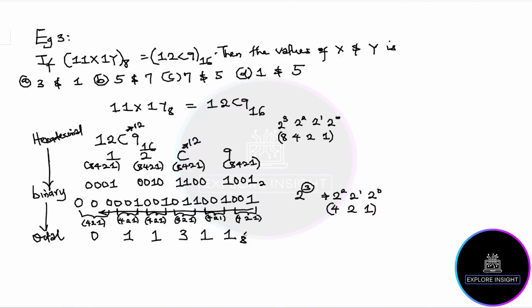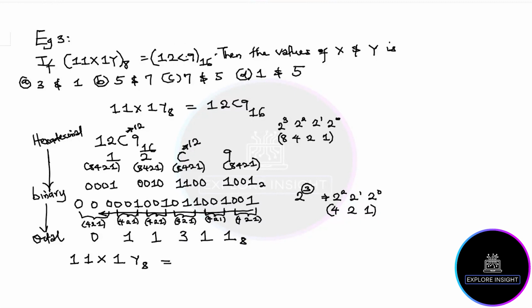Now, let's recap. This was the given question, and this was in base 8, whereas this was in base 16. The thing we have to do is to convert this to base 8, so that when we equate it, being of the same base, it will be easier to get the value for x and y. So let's record that value, 1, 1, x, 1, y in base 8. When we converted 1C9 in base 16 to base 8, we have 1, 1, 3, 1, 1, which is in base 8.